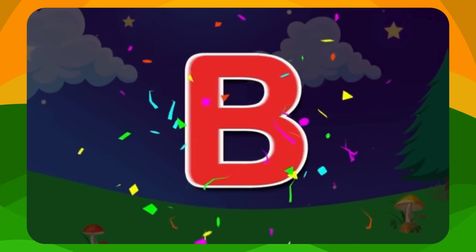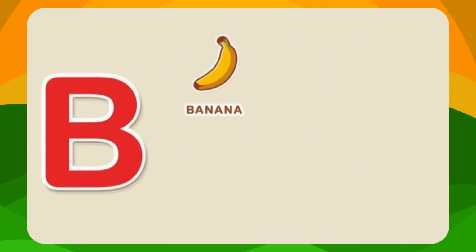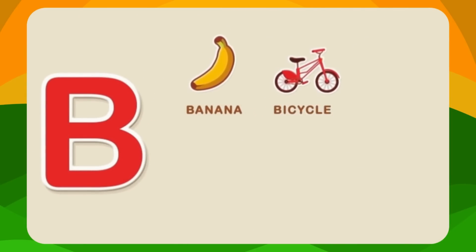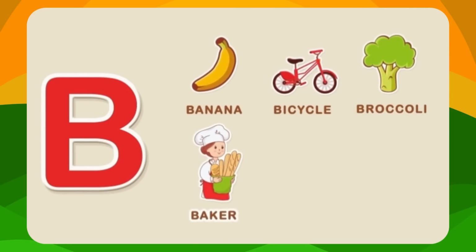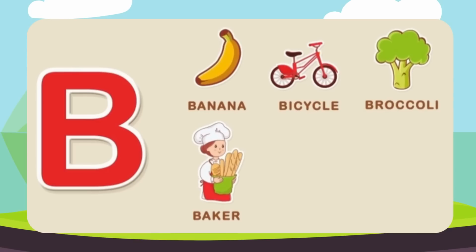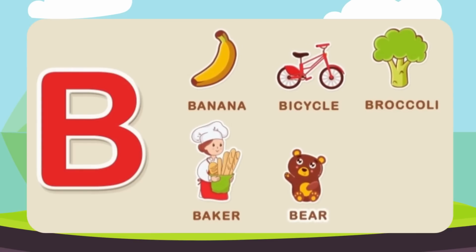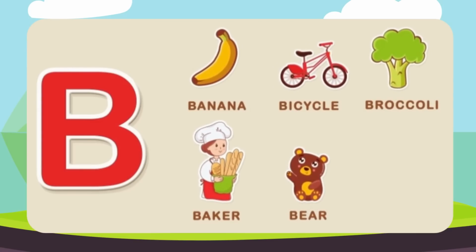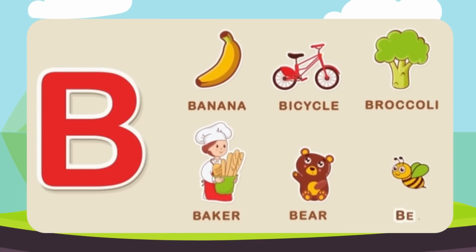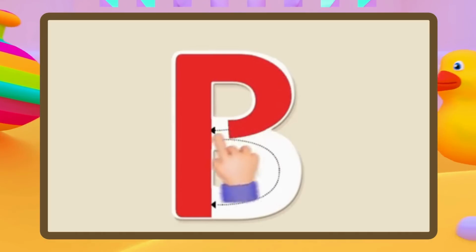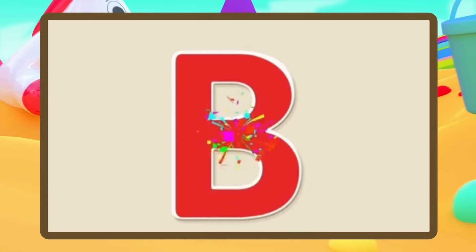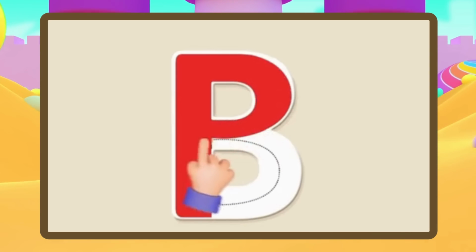B. B is for banana, bicycle, broccoli, baker, bear. B. Now, let's learn how to trace the letter. Perfect.